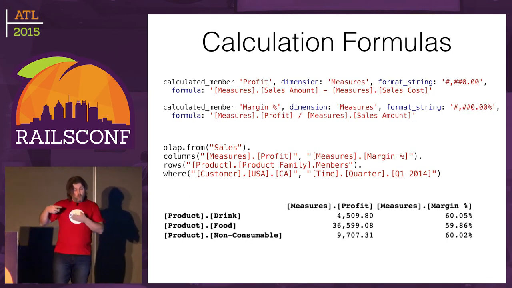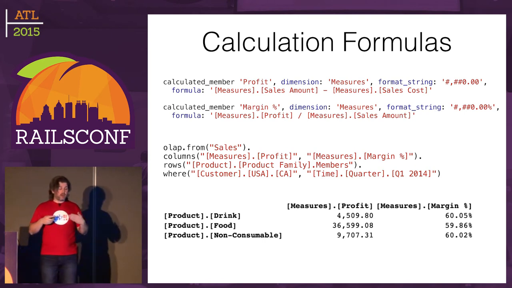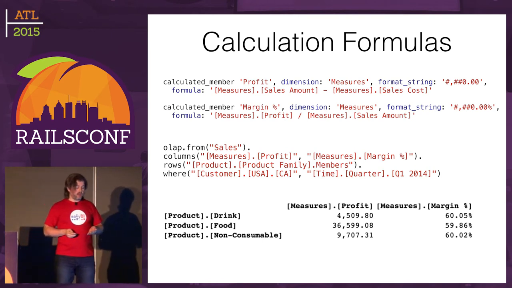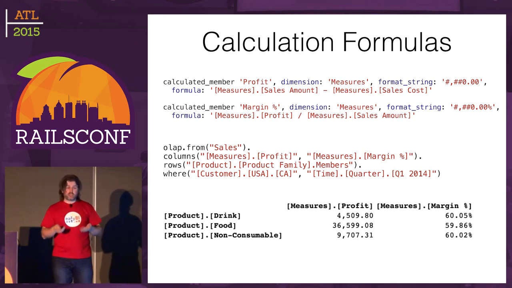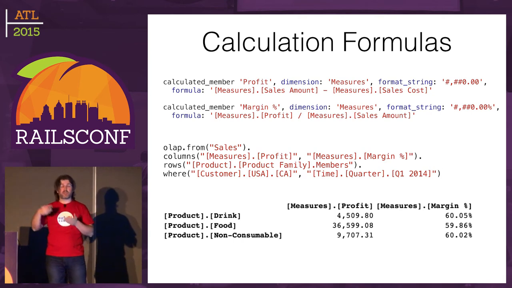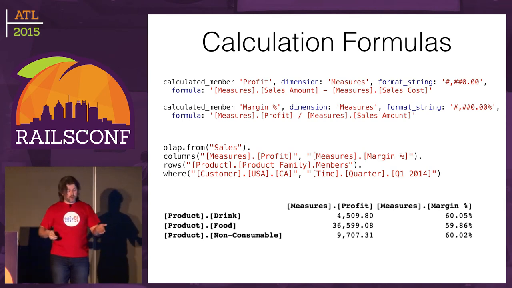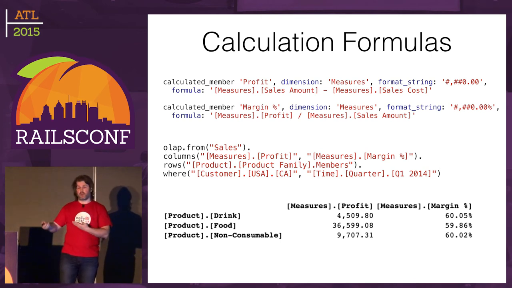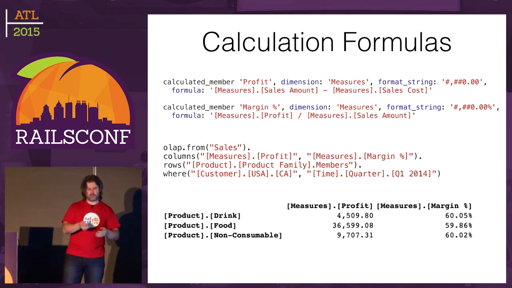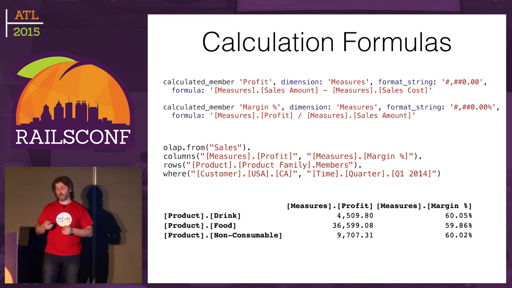And finally, one of the benefits of this Mondrian engine is that we can also make calculation formulas. We can make calculated measures, for example, profit, which is sales amount minus sales cost, or margin in percentage, which is profit divided by sales amount, and we can specify a format string so that it uses percentage formatting. As a result, we can query these calculated measures in the same way as stored measures and get the results back properly formatted. And in these MDX calculation formulas, there's almost everything you can do in Excel, so there's a corresponding function in MDX as well. So you can do a lot of more advanced calculations there.